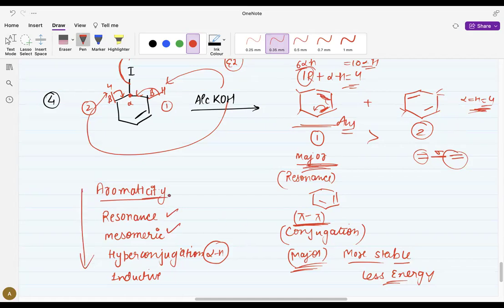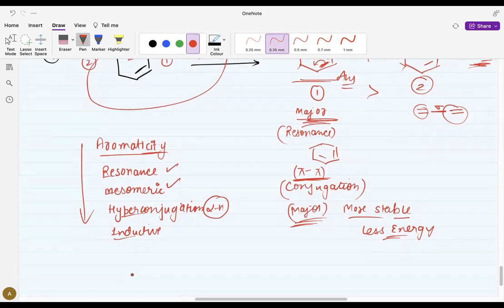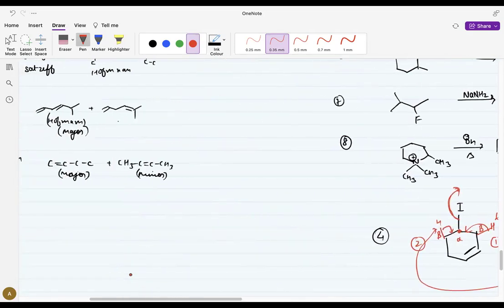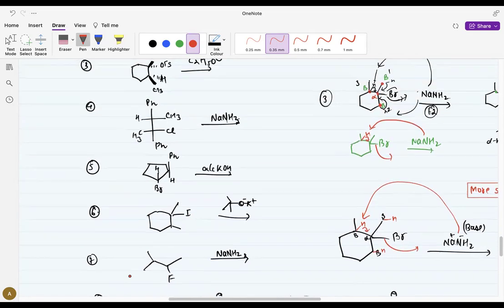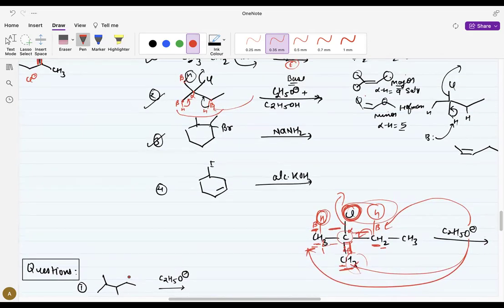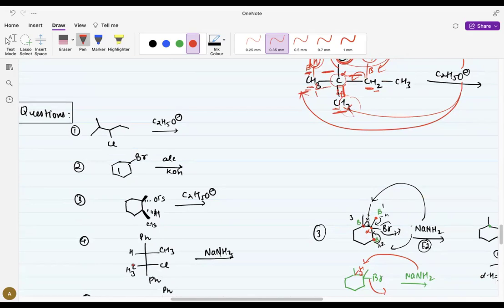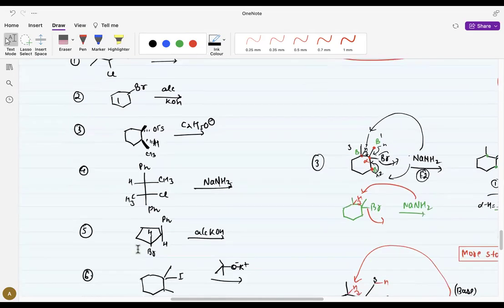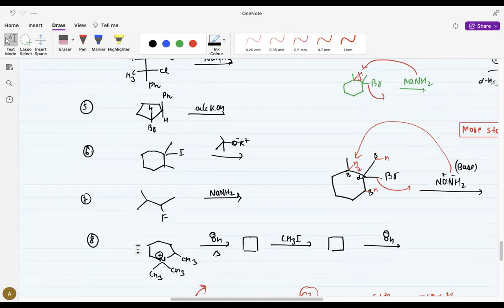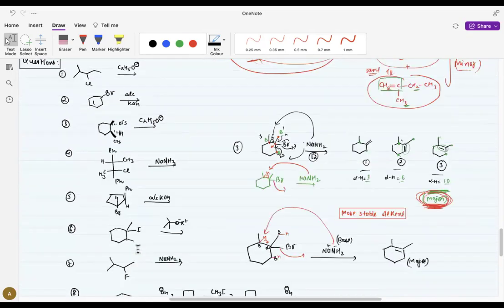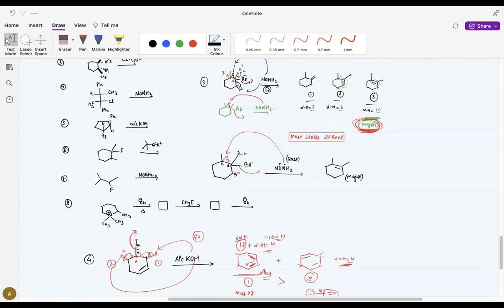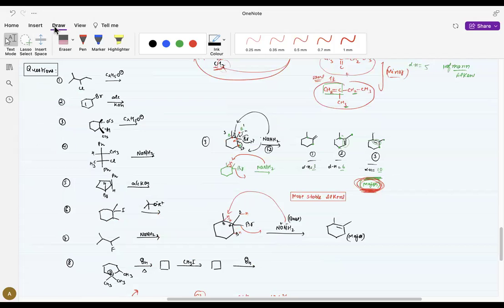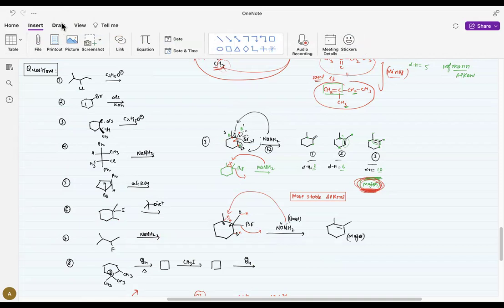Remember, beta, this order you should remember. First always see aromaticity, then resonance, mesomeric, then see hyperconjugation, last see inductive. In the last you will see inductive. Questions only solved today.